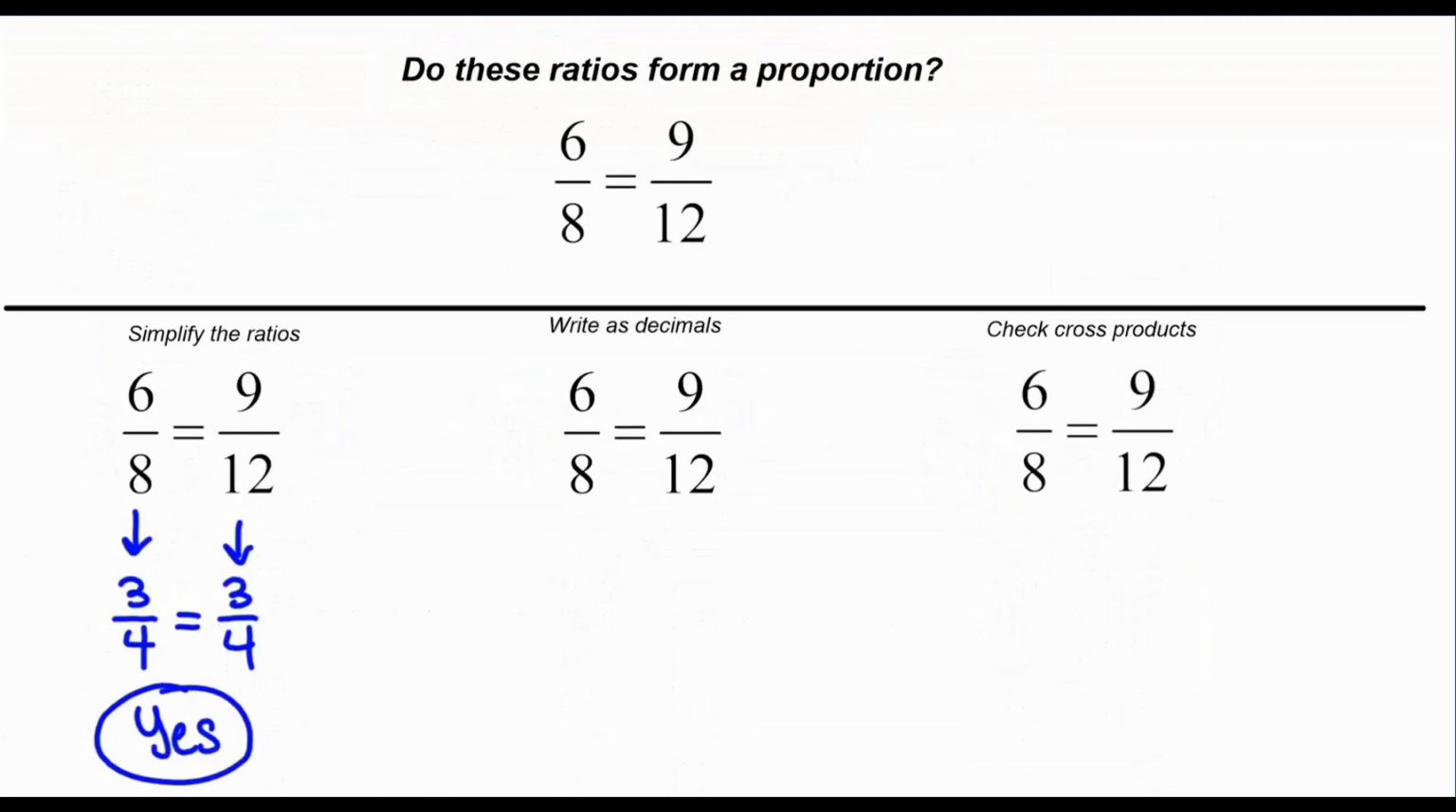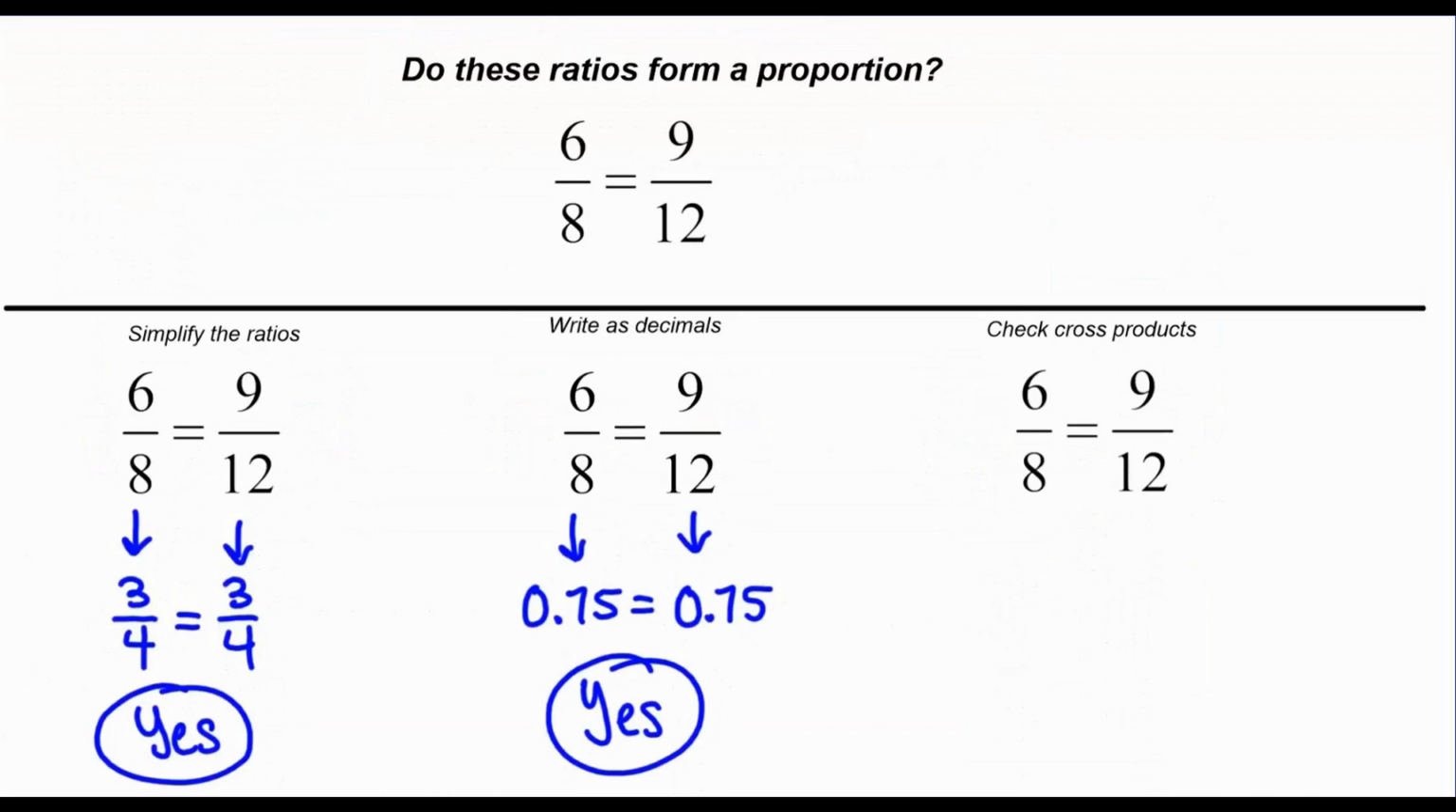They are equal. Or I can write them as decimals, and we learned how to do that. Write this ratio as a decimal, take 6 divided by 8, and when you do that, you get 0.75. And if you turn 9/12 into a decimal, 9 divided by 12 is also 0.75. These two decimal values are equal. So I know that those ratios form a proportion. They are equal.